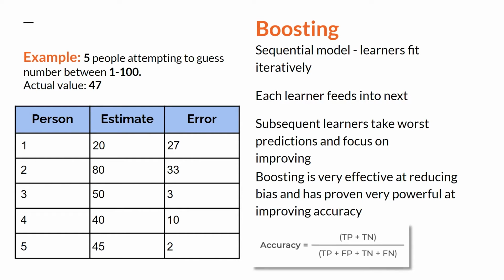As a little refresher, accuracy is a ratio of the correctly identified observations to the total observations. So here we have the numerator: true positives plus true negatives, divided by true positives plus false positives plus true negatives plus false negatives.